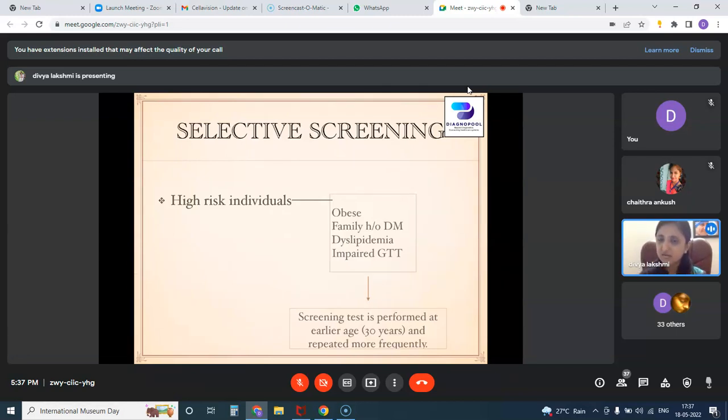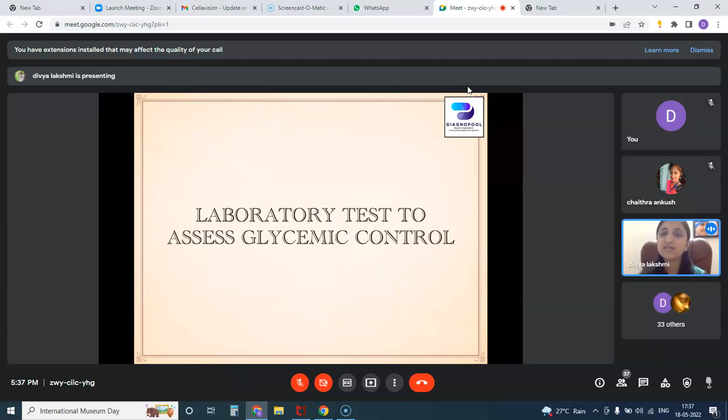See what happens in these obese individuals or those with family history of diabetes: the receptors where the insulin should go, they will become resistant. So because of that, they will get diabetes. So these individuals should be screened for diabetes. The screening test is performed at an early age, 30 years, and it is repeated once again in 2 to 3 years. So next, coming to laboratory tests to assess the glycemic control.